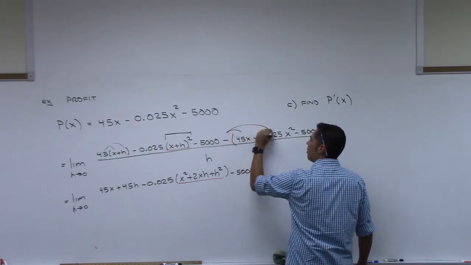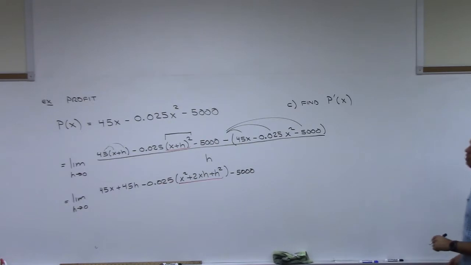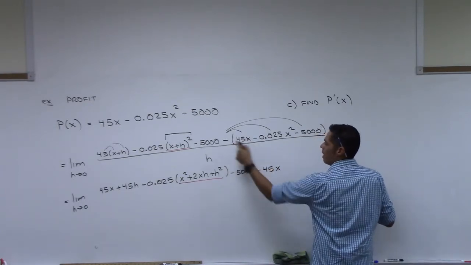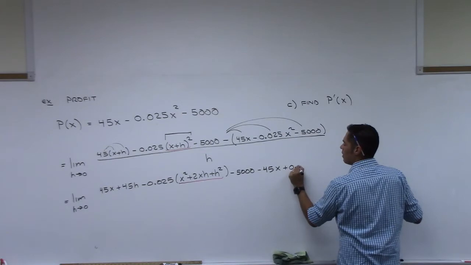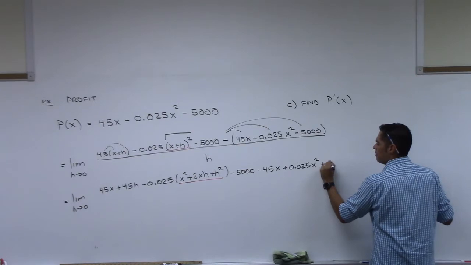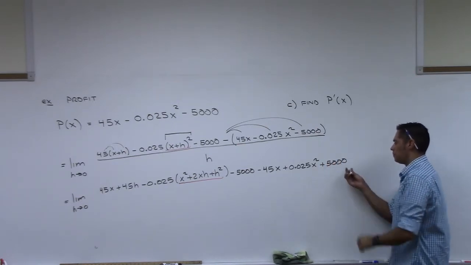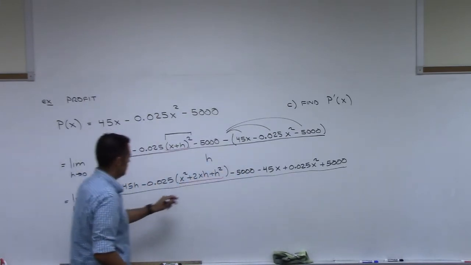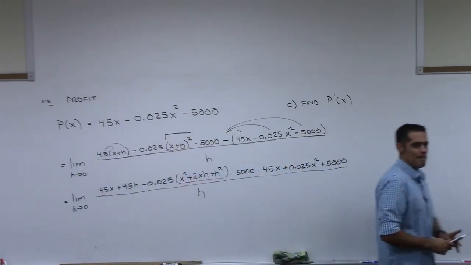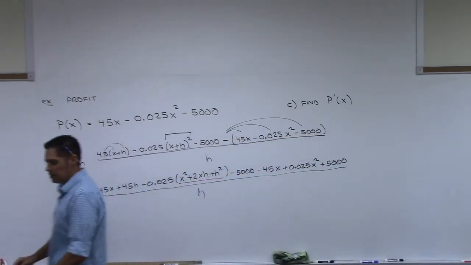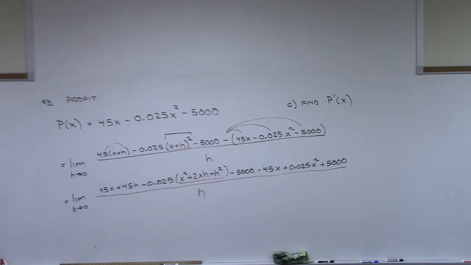Then this negative has to go through. So what would happen if I pass that negative through? Plus 45x, cancel each other out. Okay, so that's going to be our minus 45x, and then plus 0.025x squared, and then plus or minus 5,000? Plus. Plus 5,000. I'm just the messenger, okay? This is the way it is. I mean, this is the way the math turns out, all right?